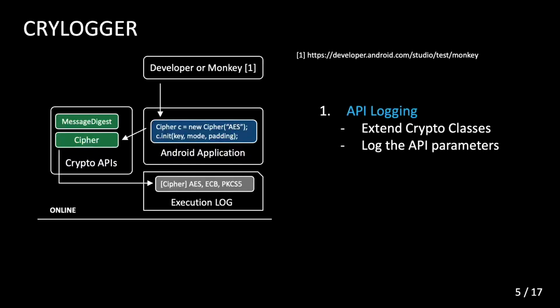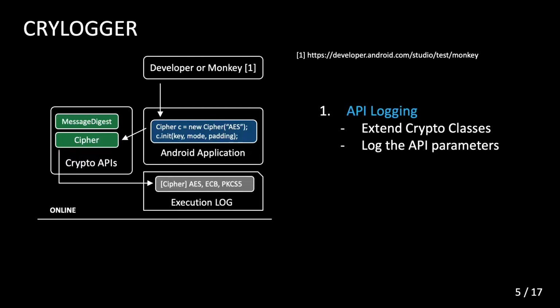To check these rules, we developed CRYLOGGER, a tool that detects cryptographic misuses by using a dynamic approach. The execution of CRYLOGGER consists of two steps. First, we run the Android application. To do that, we use Monkey. Monkey is a tool that generates random events that trigger actions on the graphical interface of the application.